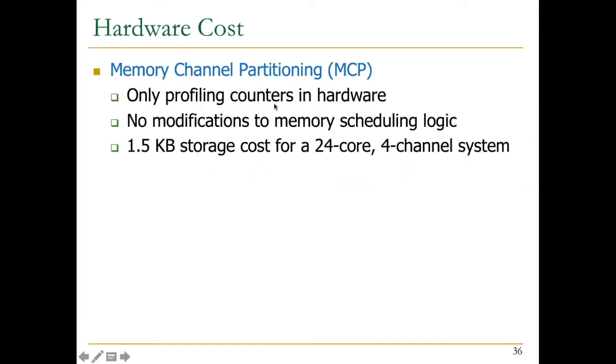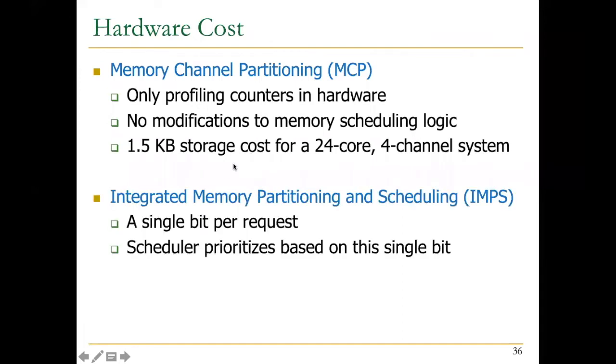And if the profiling counters in hardware already exist, which they don't in many systems, but increasingly profiling counters in hardware are getting made better, although there's room for improvement there. But basically, then you're free. The cost is free if they already exist, right? So according to our results, you need very small storage cost for a large system, 24 cores, 4 channels. You can read the paper for more details, just for the profiling counters.